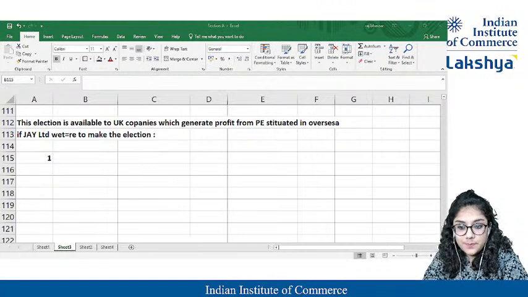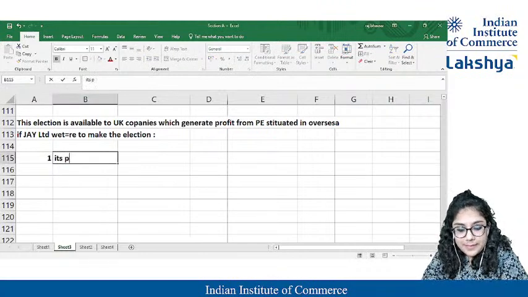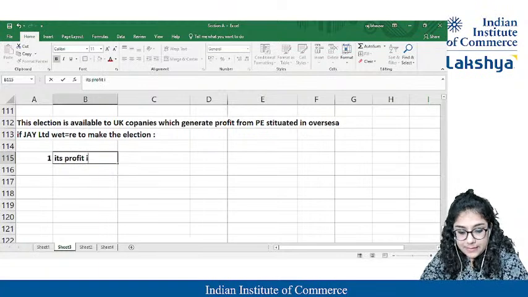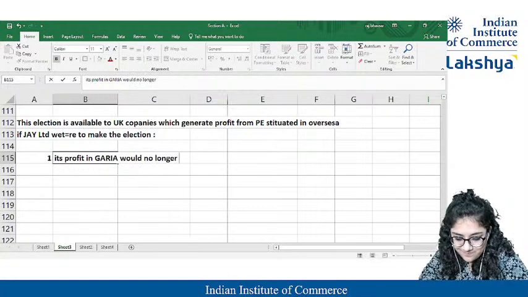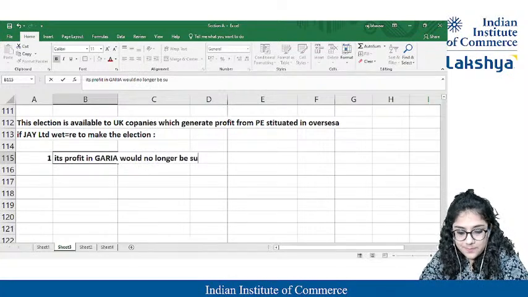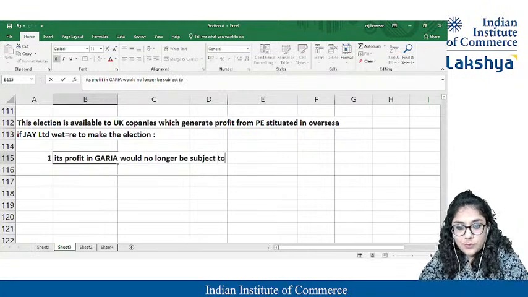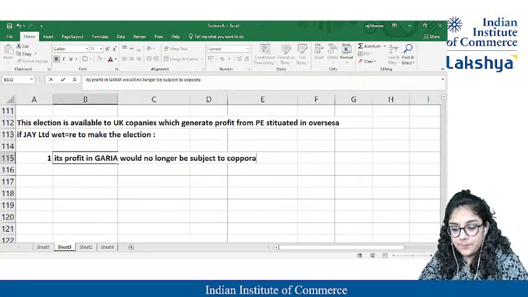Its profit in overseas will no longer be subject to corporate tax in the UK. Exactly.